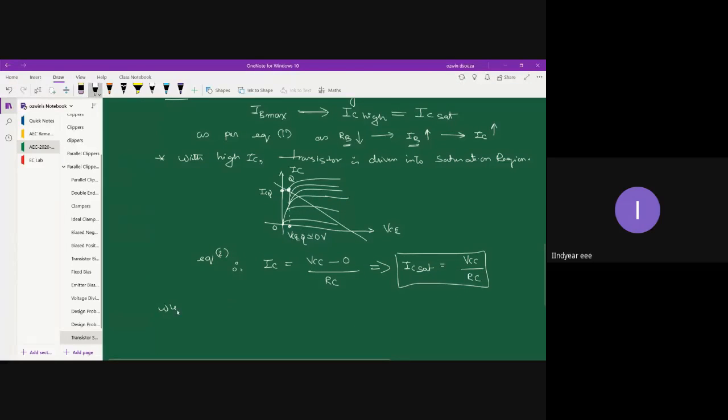So when VI is equal to V, IC is IC saturation. That is maximum current. And V naught, that is the output voltage, which is nothing but VCE, is equal to 0 volts. So maximum current but 0 voltage refers to closed switch operation, or short circuit operation.